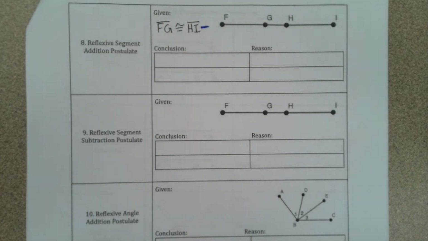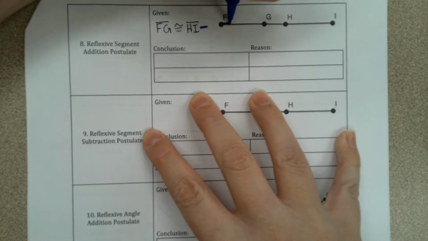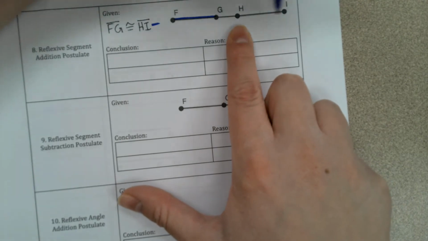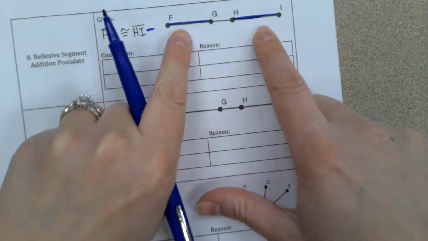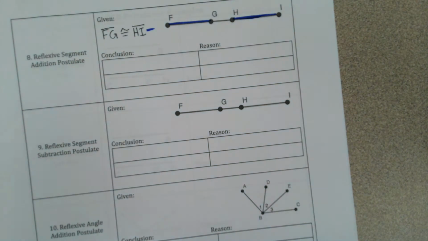And I like to put the color next to it just so I can show you which color goes with what. So FG is this segment here. So that's blue. And then HI, I'm also going to make blue. So I do the color coding just so you can very clearly, obviously see, these are both blue, so they're congruent. Don't have to have any special markings or anything.